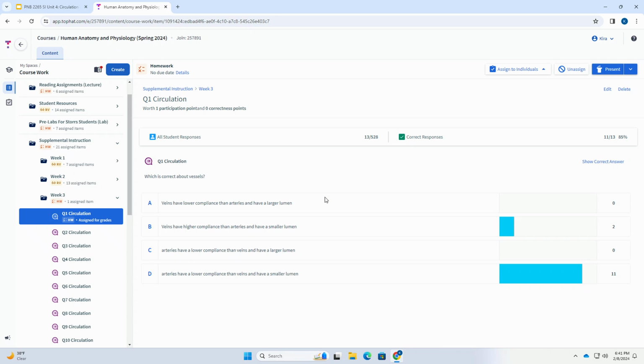So which one has the larger lumen? Veins have the larger lumen. Yes. The veins have a larger lumen, one because they stretch, and two because they have a smaller tunica media. Right. That's it. So D was the correct answer.